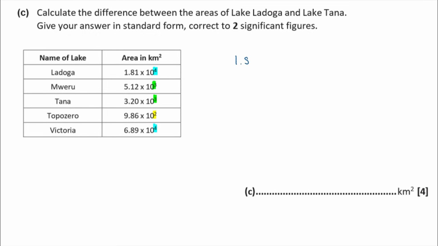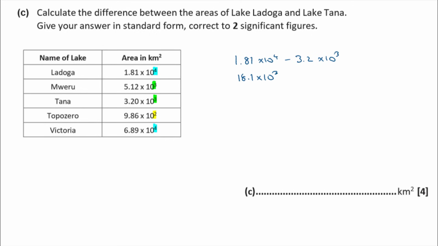So that's going to be 1.81 times 10 to the 4 subtract 3.2 times 10 to the 3. Okay, now it's a bit hard to subtract numbers when you've got different powers on the end. But if I take a power of 10 out of 10 to the 4, so if I take 10 out of 10 to the 4 and leave it as 10 to the 3, and with that 10 I can multiply the mantissa part of the number and get 18.1 times 10 to the 3.